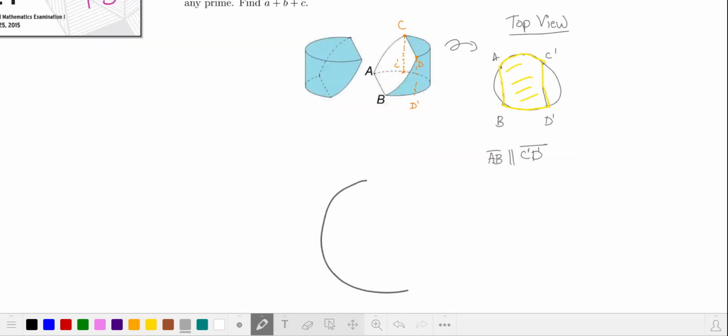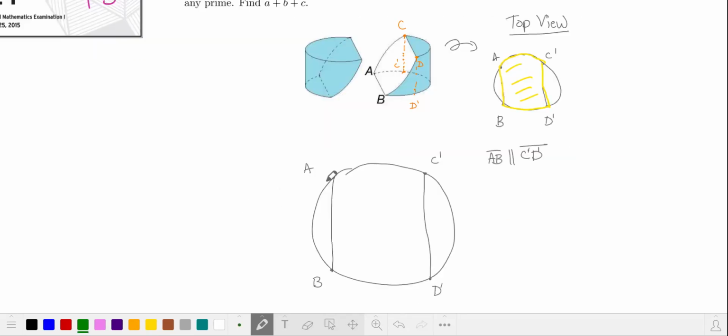Let's draw this top view circle again. We're given in the problem statement that this arc from A to B is 120 degrees. So I'm going to say that the center of this circle is O. So this central angle is 120 degrees.